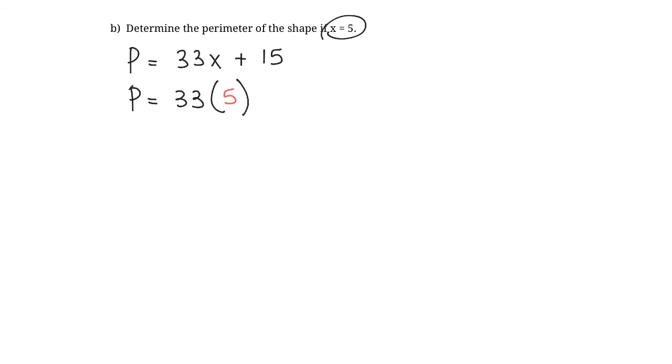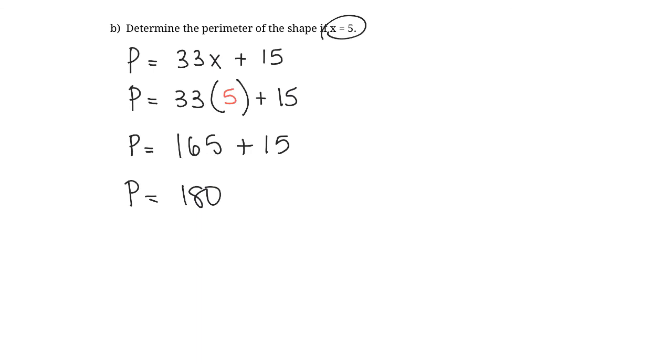Remember that anytime we replace a variable with a number, you want to put it inside a bracket. And then we still have the plus 15. So now we can go ahead and actually solve this. 33 multiplied by 5 is 165. And then to that, we are going to add 15. 165 plus 15 is 180. So the perimeter of our shape is 180.